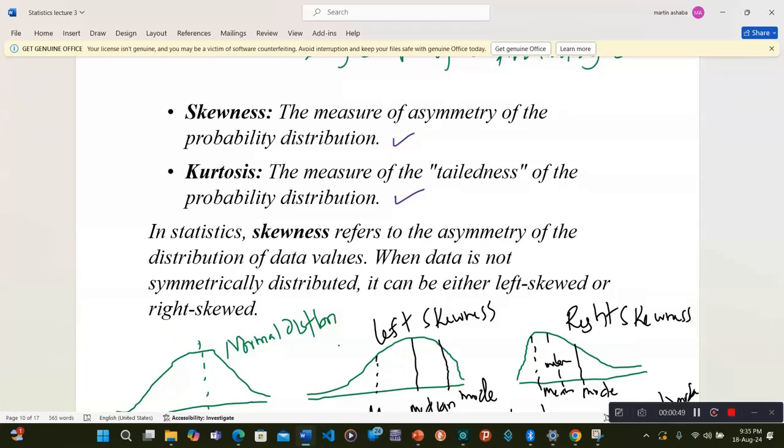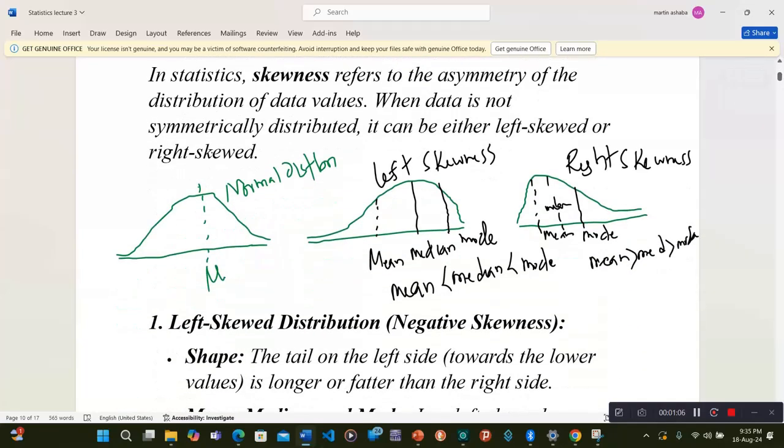In statistics, skewness refers to the asymmetry of the distribution of data values, and when data is not symmetrically distributed, it can either be left skewed or right skewed. When I look at these three graphs, I see a normal distribution where skewness is equal to 0. The distribution of the data values reduces to a normal distribution when skewness is equal to 0.